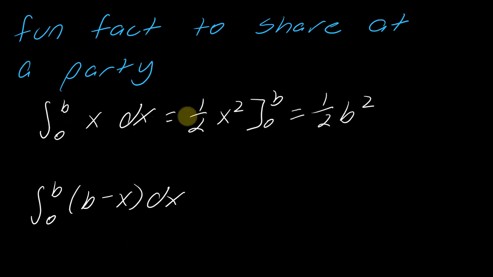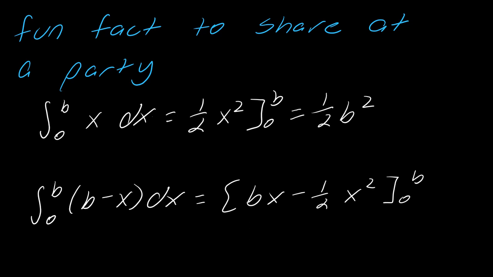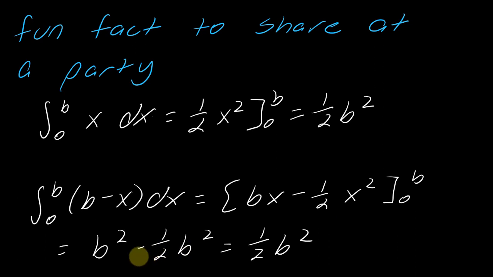If I run out this calculation, I get 1/2 x squared from 0 to b. So if I run this out, this just equals 1/2 b squared. Okay, but what about this other calculation? Check this out. If I integrate this, and then plug in my limits of integration, this general b, this comes out to b squared minus 1/2 b squared. And what is b squared minus half of b squared? It's still just 1/2 b squared. That's why these two things are equal.